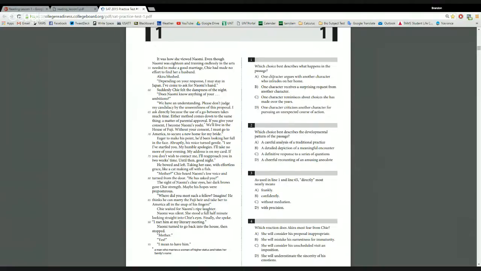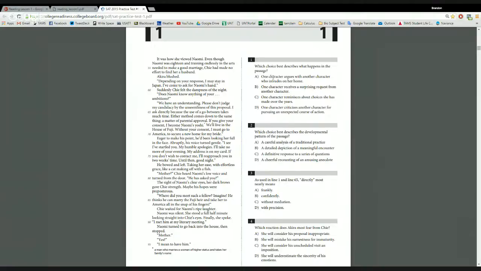Which choice best describes the developmental pattern of the passage? Again, having read the passage, you should know what the pattern is by simply looking at the answer choices. A, a careful analysis of a traditional practice. That's not the case here, because the traditional practice is actually non-traditional, because he wants to marry her at an unwieldy time. B, a detailed depiction of a meaningful encounter, that may seem correct. Let's look at the other answer choices.